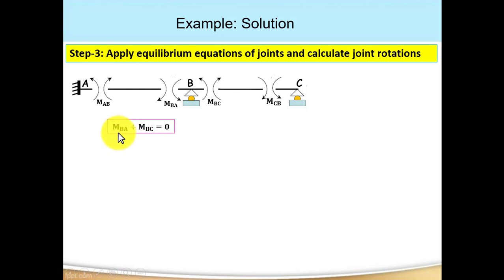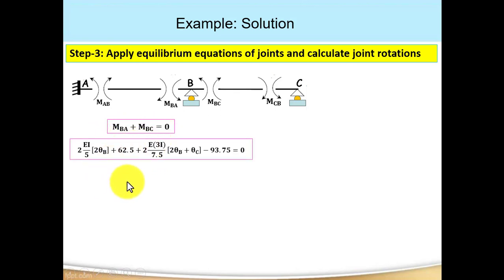Substituting the values of M_BA and M_BC: 2 EI over 5 times 2 theta B plus 62.5, plus 2 times E times 3I divided by 7.5 into 2 theta B plus theta C minus 93.75 equals 0. Rearranging, we get 2.4 EI theta B plus 0.8 EI theta C equals 31.25. Let us write this as equation 1, because this is in terms of theta B and theta C. Two unknowns are here.